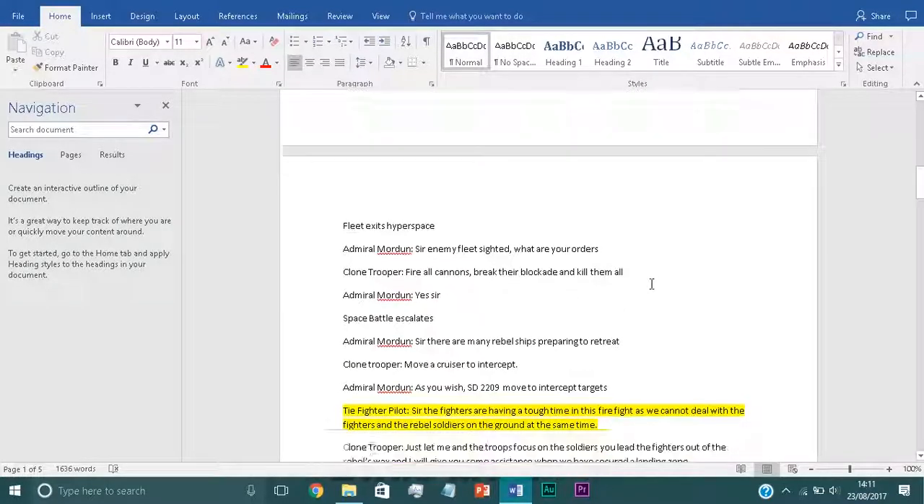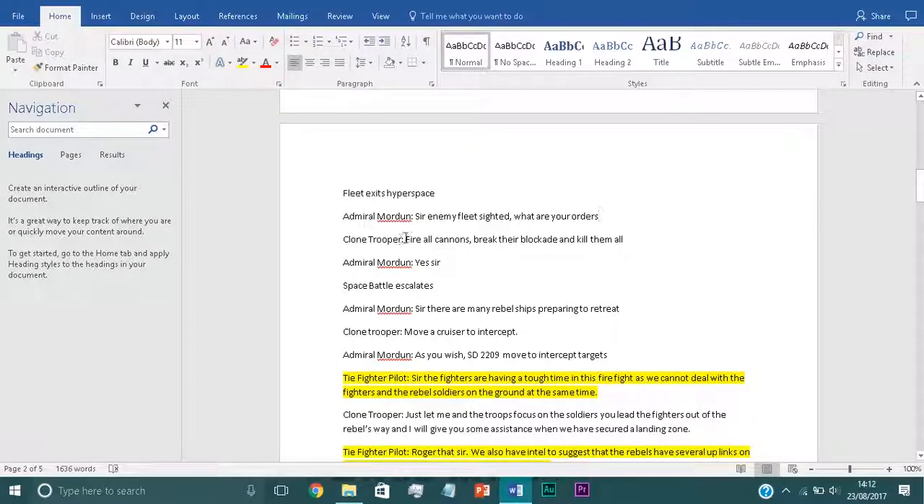Fleet jumps out of hyperspace. Enemy fleet sighted. What are your orders? That actually stayed the same. Clone trooper, fire all cannons, break their blockade and kill them all. Now that basically changed to charge up all cannons and open fire. So that mainly stayed the same. I got rid of the bit about kill 'em all because, again, this was the first concepts of me writing the script.